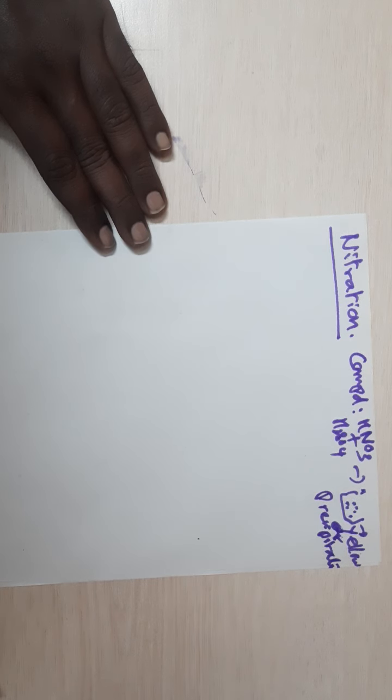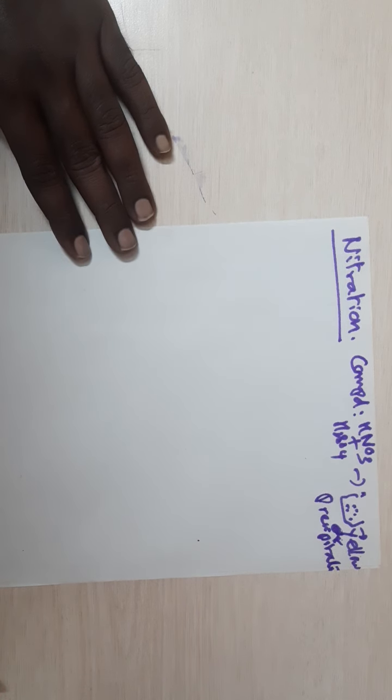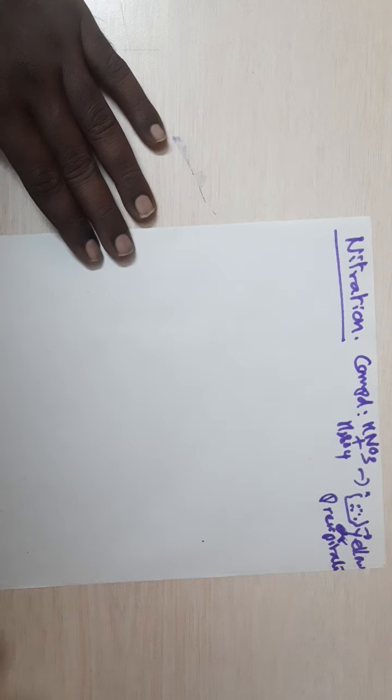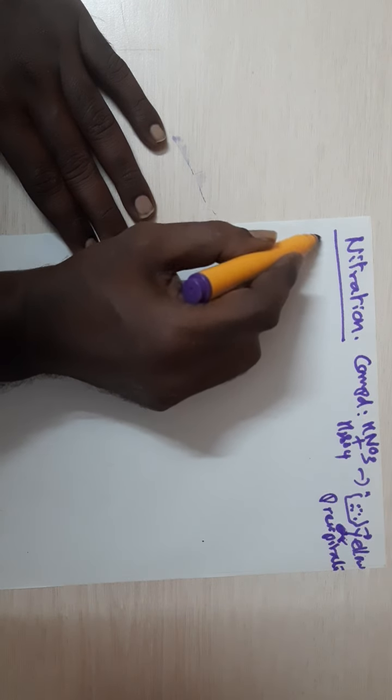A nitro group enters into the aromatic ring. Nitro group is substituting the hydrogen. Nitration has taken place. So this reaction is called the nitration reaction, which is taking place by the aromatic electrophilic substitution mechanism only. So first let us see how the electrophile is generated.